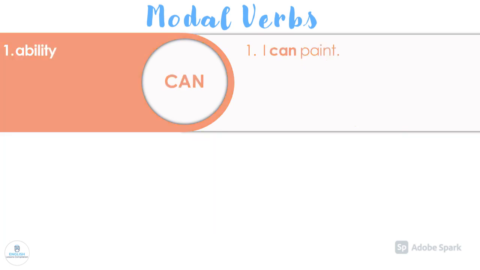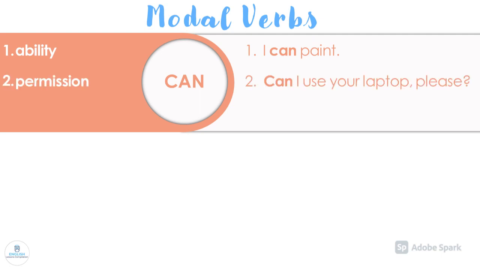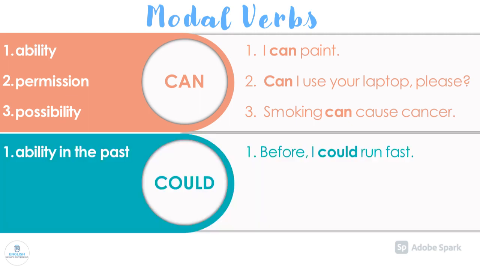The next one is can. Can expresses a present ability. Example: I can paint. Can is also used to seek permission. Example: can I use your laptop, please? Lastly, can expresses possibility. Example: smoking can cause cancer.